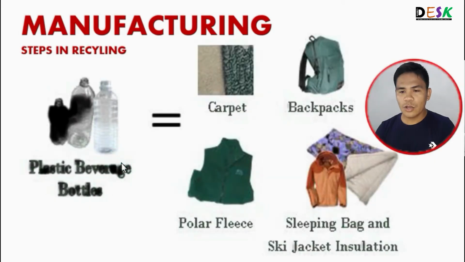Okay, next we have plastic number 1 beverage bottles. Alright, so these are the bottles that are used in a bottled water, you know. Okay, so these are going to be recycled, and after recycling, they are going to be made into carpets, backpacks, the polar fleece, the sleeping bag, and a ski jacket, insulation. So there are many more products that are made from these plastic beverage bottles.